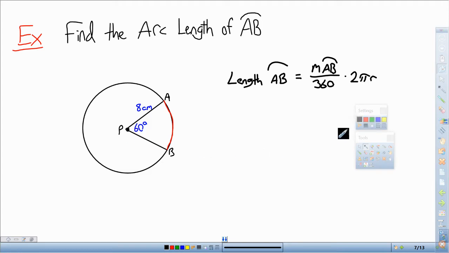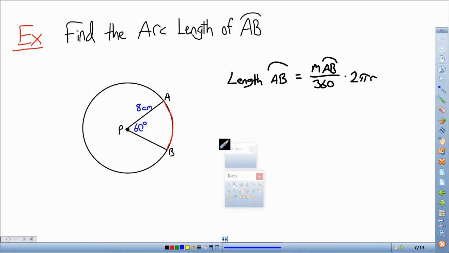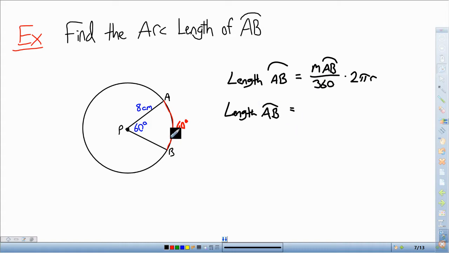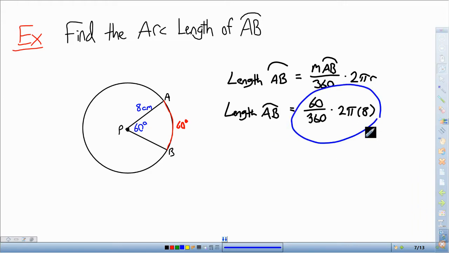If you guys take a look over here, we have those. We can see that the measure of this central angle is 60 degrees, so that means the measure of this arc is also 60 degrees. The radius, they're also giving us the distance from the center to the outside. So we just need to plug these numbers in. The length of arc AB equals the measure of our arc, which we can see is 60, divided by 360, times 2 pi radius, which our radius is 8. This is what we need to plug into our calculator.